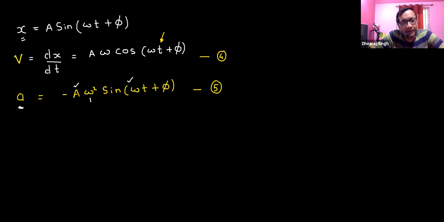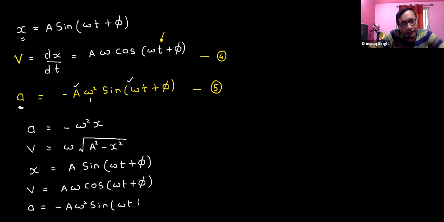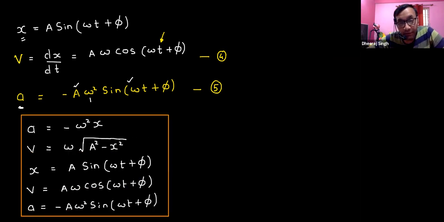So now we'll write it again, all of them together, everyone. a is equal to minus omega square x. v is equal to omega root over A square minus x square. x is equal to A sine of omega t plus phi. Then v is equal to A omega cos of omega t plus phi. And a is equal to minus A omega square sine of omega t plus phi. So you have five equations of motion. So you don't need the other three, right?